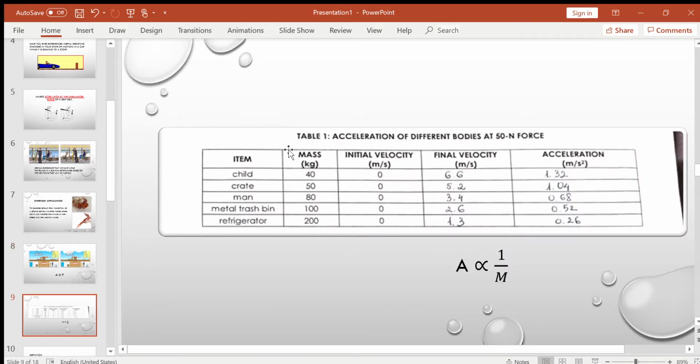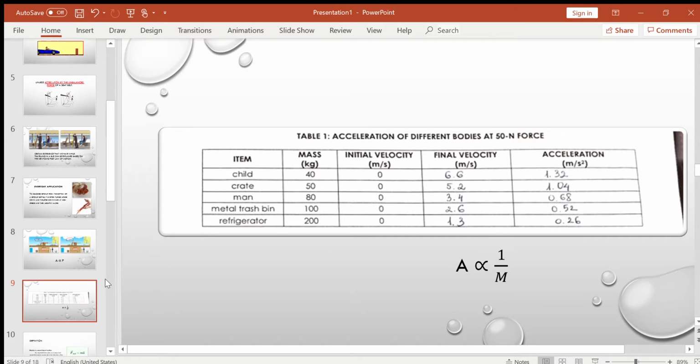And as we can see, compare the mass here and the acceleration. As the mass increases, the acceleration decreases. So the acceleration is inversely proportional to the mass.